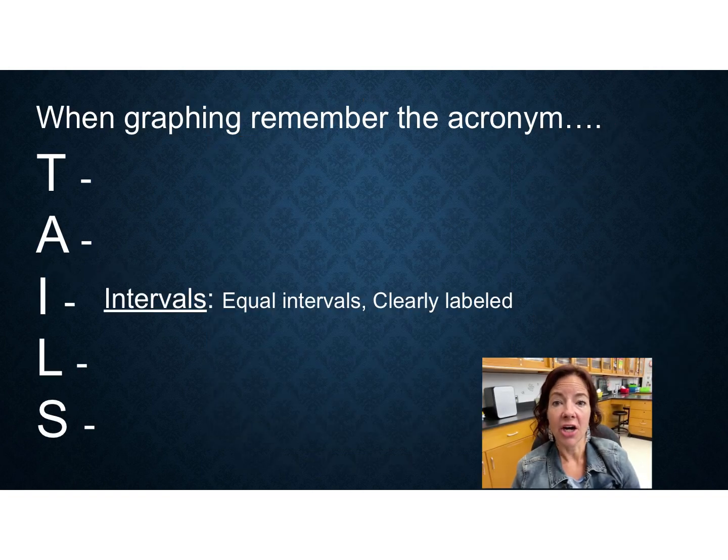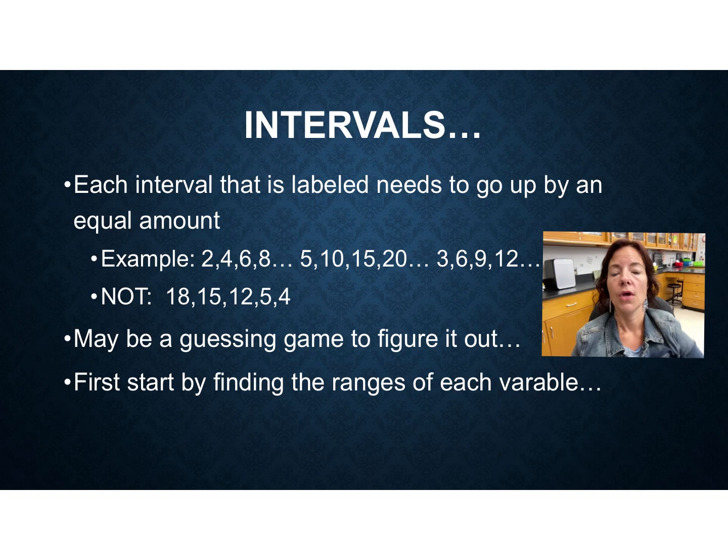Next is the I, our intervals. We do want to make sure that we have equal intervals and that everything is clearly labeled. So when we are doing our intervals, we want to make sure that it always goes up by an equal amount. We could go up by 2s, going 2, 4, 6, 8. We could go up by 5s. We could go up by 3s. It just depends on what our scale needs to be, which we'll do last, is determining what our scale is. Sometimes it's a little bit of a guessing game to figure it out, but in the last step, I'll show you how we figure out what our intervals are going to be.